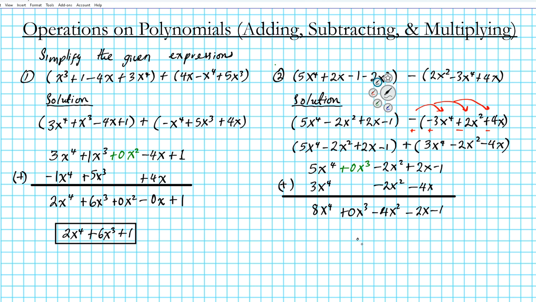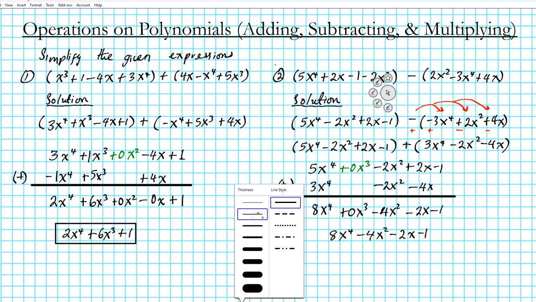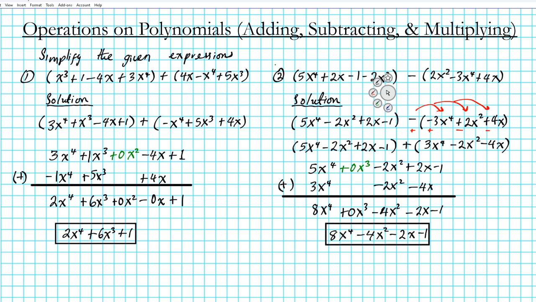Okay, so the final answer, the terms with a 0 coefficient are dropped off. So we're going to have 8x to the 4th minus 4x squared minus 2x minus 1 as our final answer. All right, let's go ahead and box that.